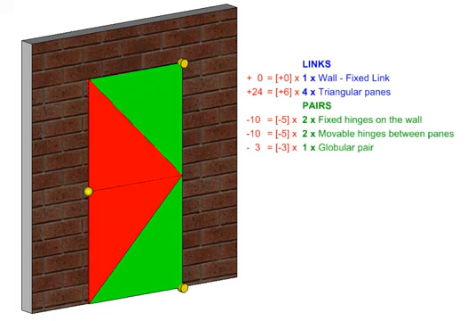And then if we add up, we are going to get 0 plus 24, 24 degrees of freedom coming in, while 10 plus 10 plus 3, that is 23, degrees going away. So 23 degrees going away. So we are left with a single degree of freedom, and we have a well constrained mechanism.